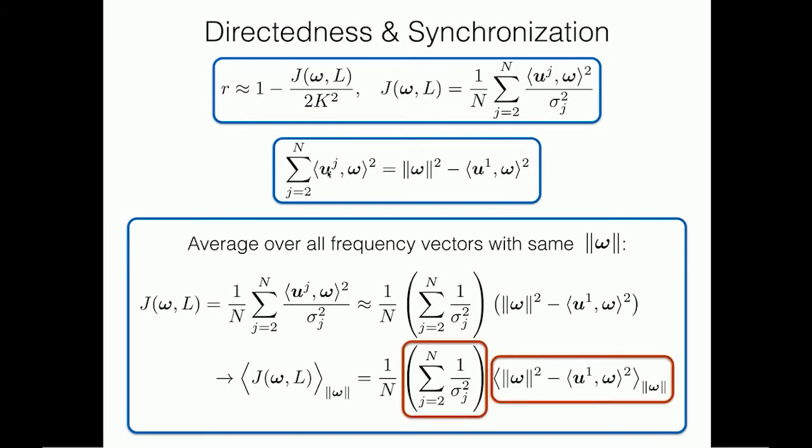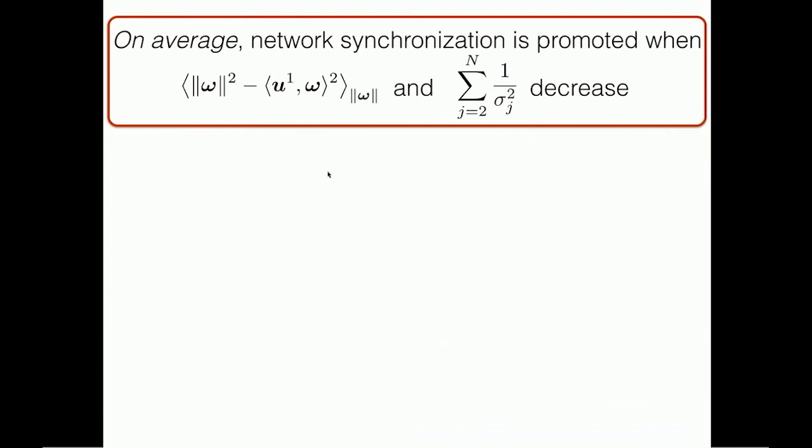And so the argument at that point is that on average, a network's synchronization is going to be promoted when these two terms decrease, all right? And so we can say a little bit about both of these terms. First of all, this first one on the left here is directly connected to this collective frequency that we talked about just a few slides ago.